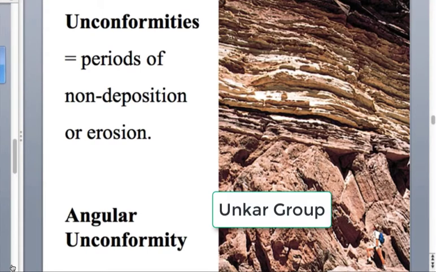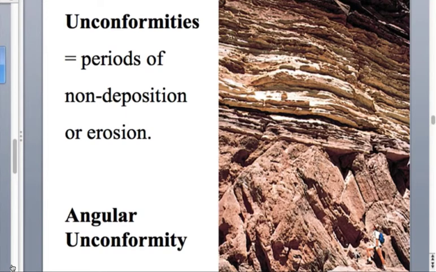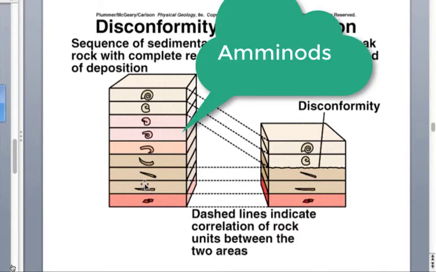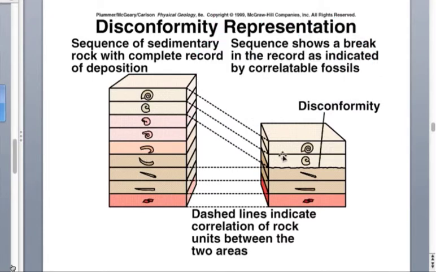And here we have the Unkar group. The Unkar group, sometimes called the Grand Canyon group, is a series of Precambrian sedimentary rocks, and you see that they occur at two different angles. So that's an example of an angular unconformity. This next picture here shows a disconformity. Here we see, again, the progression of ammonoids as they start off with straight shells and progressively have their shells curved over time. And then here we're missing a big segment of it. So this would be the disconformity, an erosion event here.